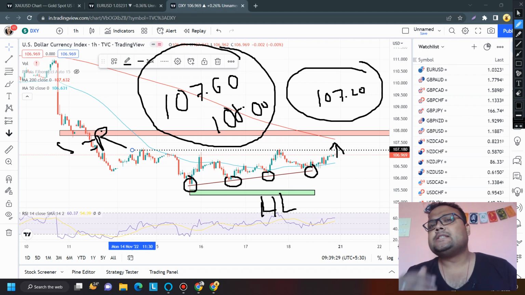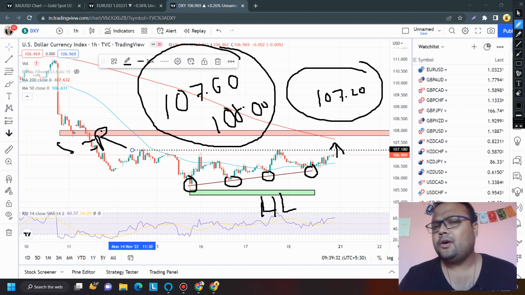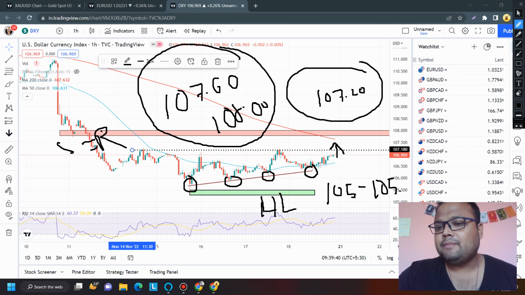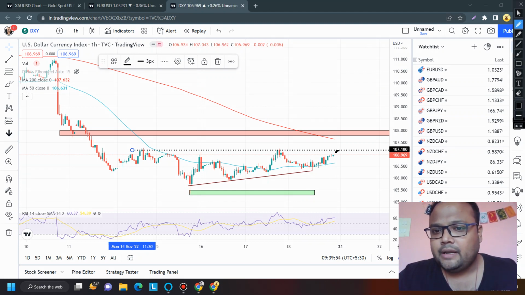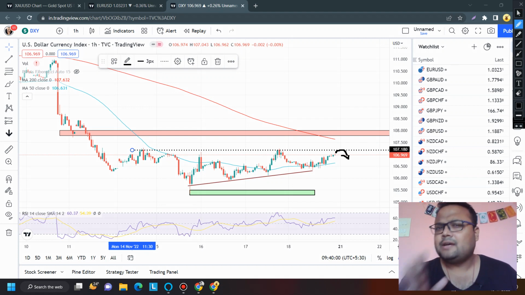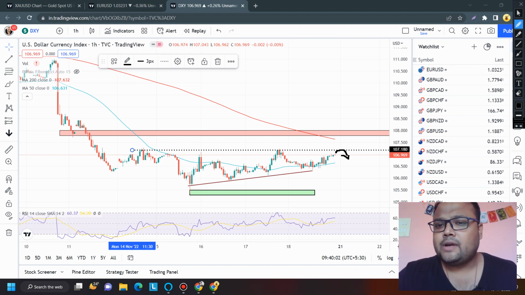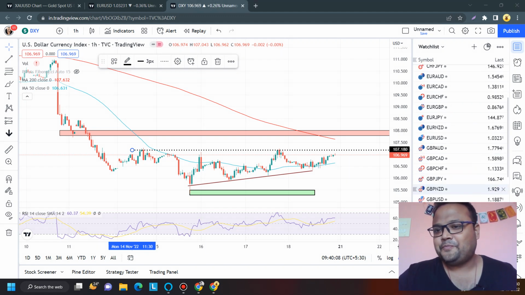In case it shows a sudden fall during the US session on Monday or Tuesday, then 105 to 105.30 is still very much present as the next strong support for DXY. So DXY's market opening will be very important. If the market remains like this, then the market will be reversing from here and will not be able to cross it. But in case we see some volatility after the market opening, DXY will break the resistance and it will try to go up. So let's find out the chart of Euro Dollar.